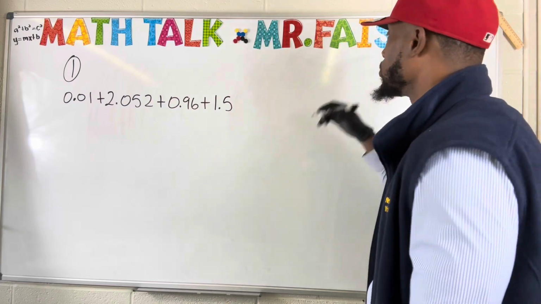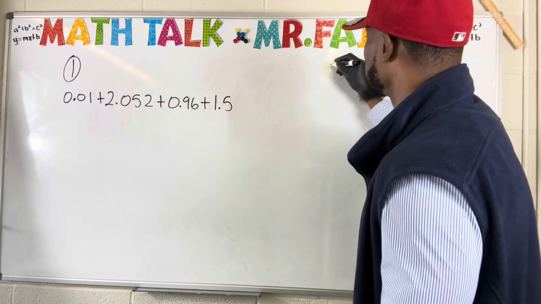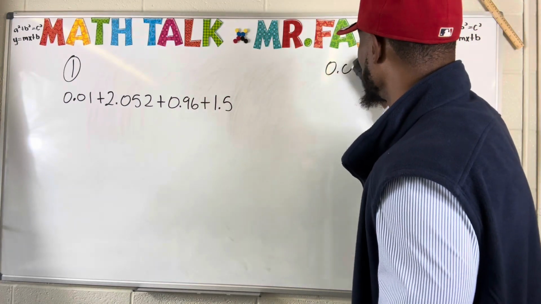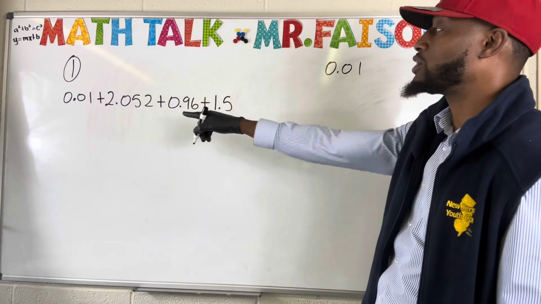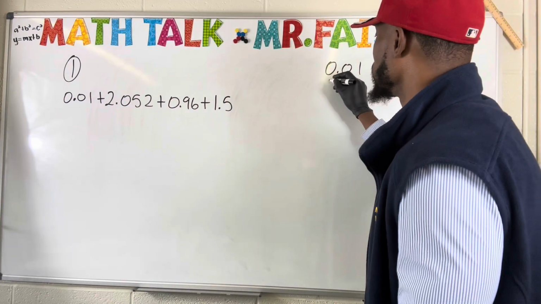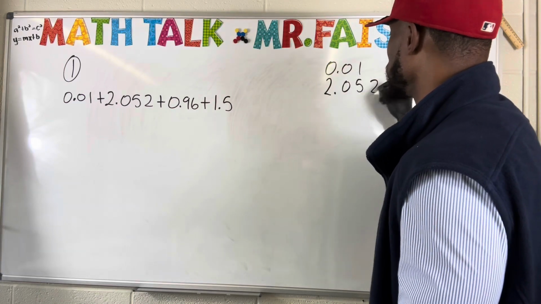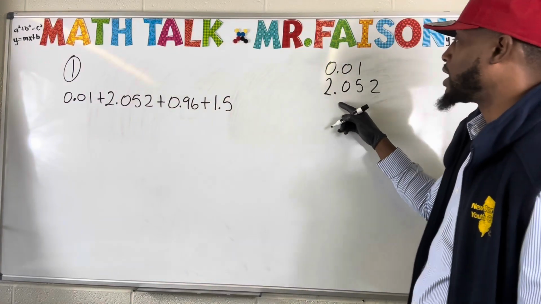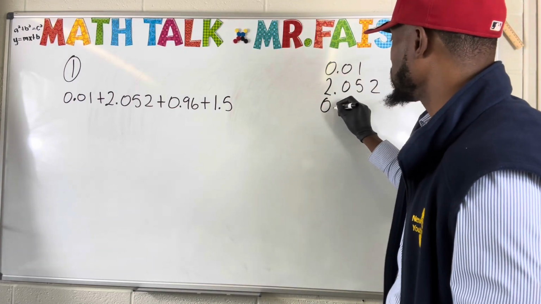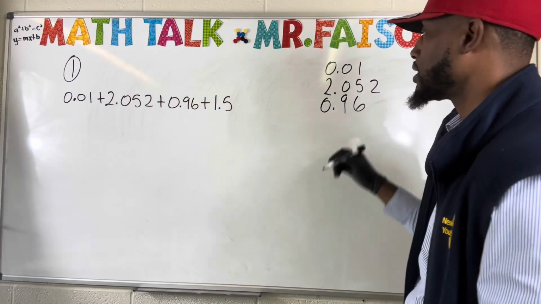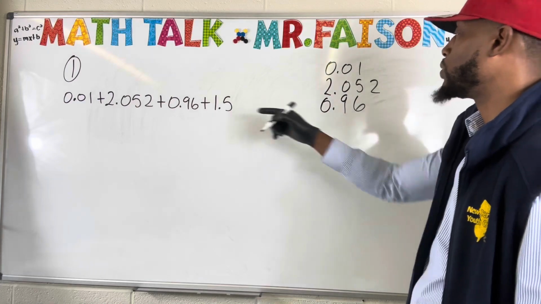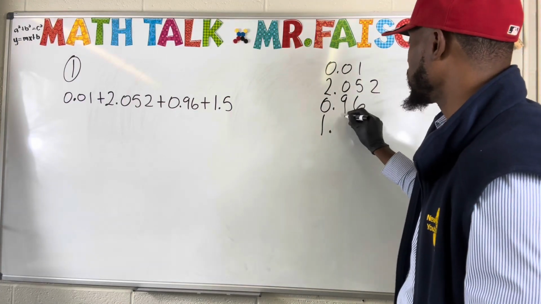All right, so I got 0.001, and I have 2.052. As you can see, I'm lining the decimals up. All right. I got 0.96. Lining the decimals up. 1.5.